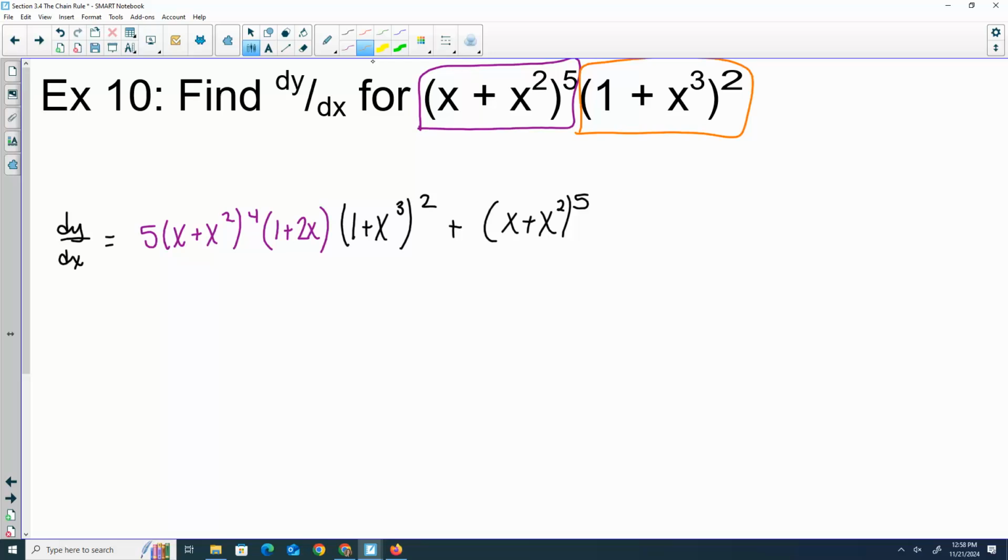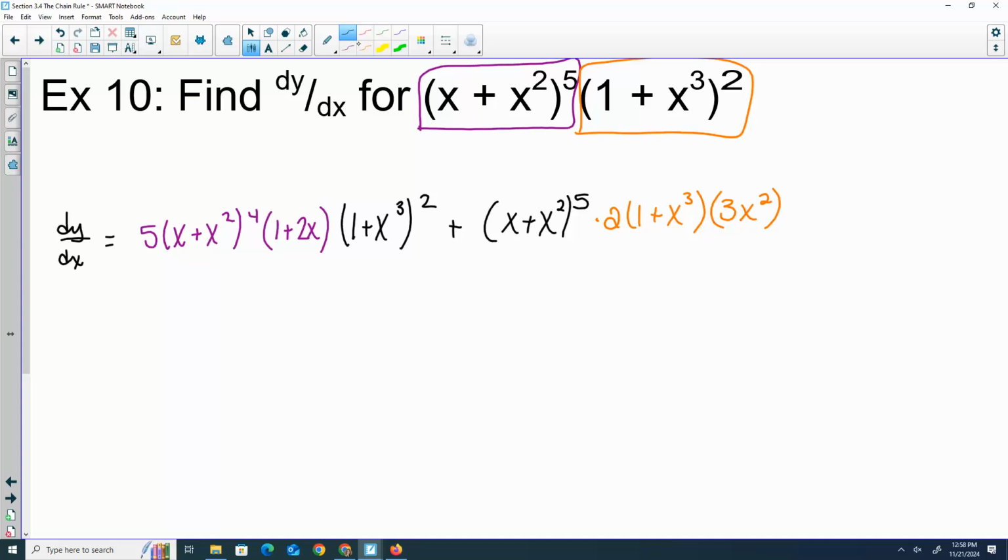Okay, how would I do the derivative of the second one? Pull the 2 out. 2 comes down, inside stays the same, subtract 1 from the power, so it's now the first, times derivative of the inside, 3x squared. Okay.